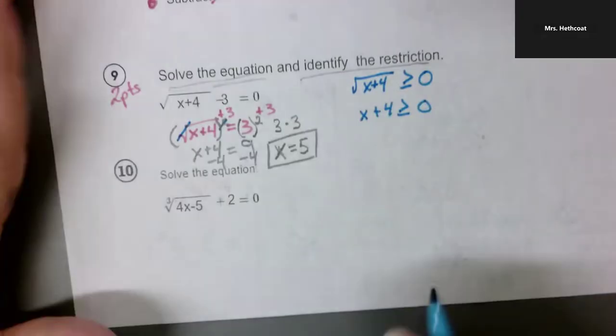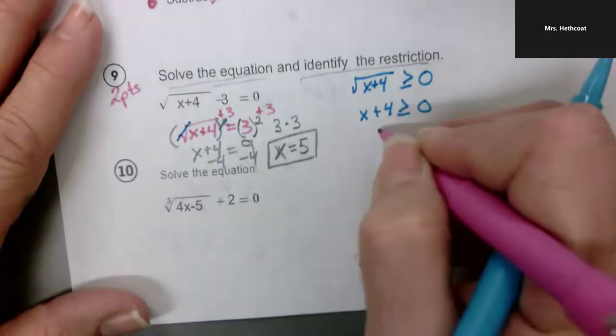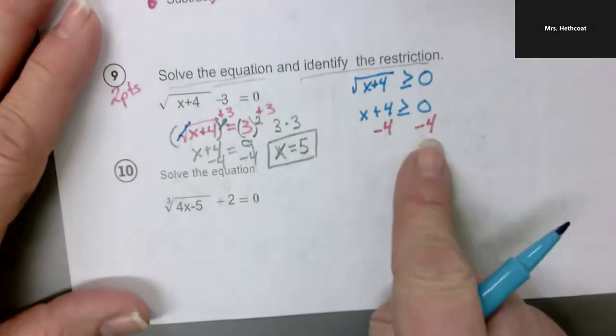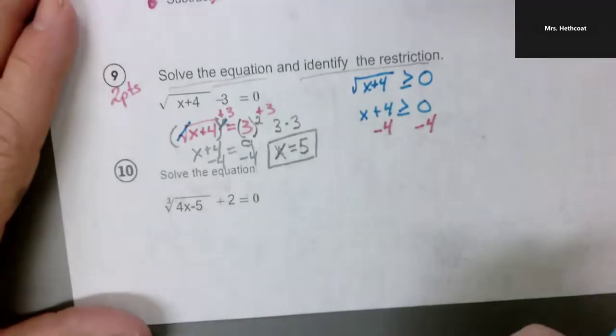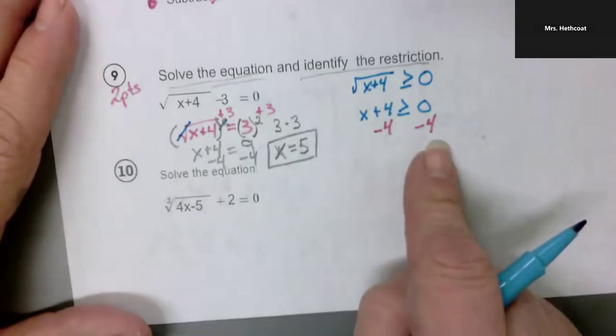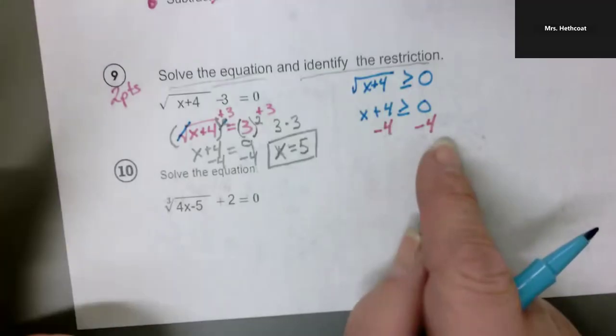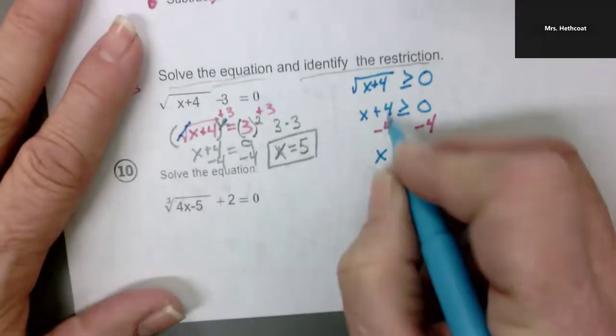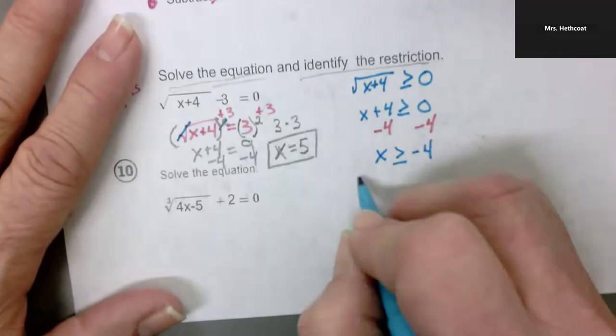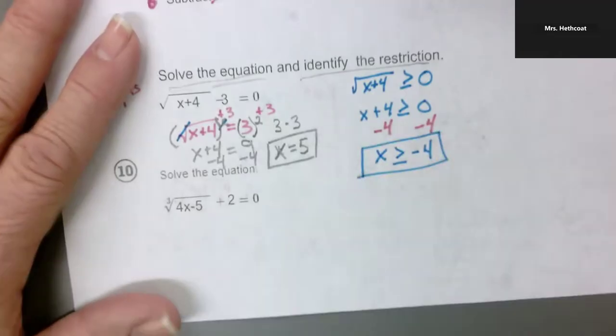And now we can solve for x. I do that by subtracting 4 from both sides. Ooh, I have a negative 4. Do I need to flip the sign? No, because we are just subtracting 4. We are not multiplying or dividing by 4. So we get x plus 4 minus 4 is 0, is greater than or equal to negative 4. And that is the second part for number 9.